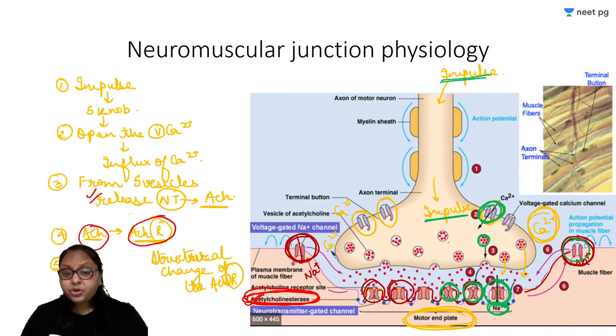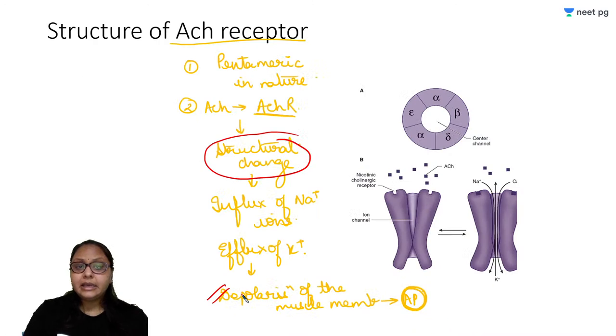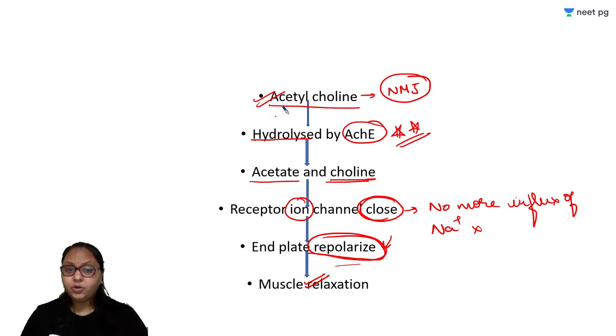Now, in this neuromuscular junction, the acetylcholinesterase enzyme is also present. What will happen? It will hydrolyze this acetylcholine into acetate and choline. Because of which, kya hoga? The ion channel closes. Uski wajah se, no more influx of sodium will take place and there will be repolarization and the muscle will relax. So this is the basic mechanism of the neuromuscular junction.